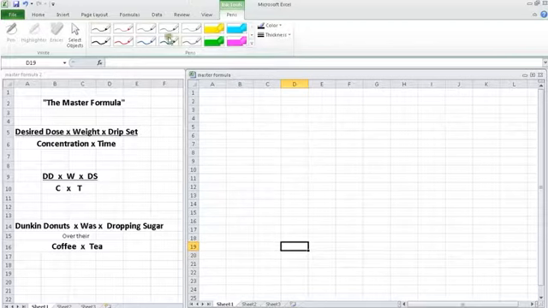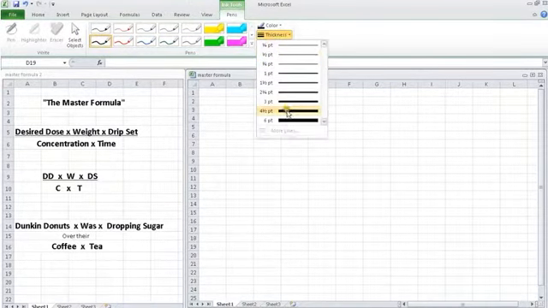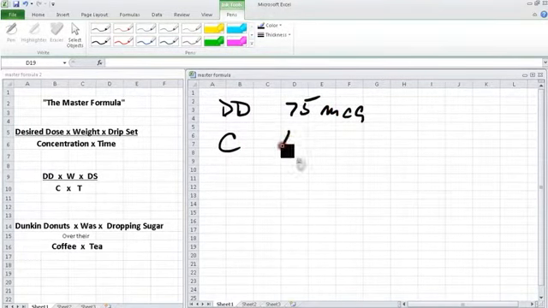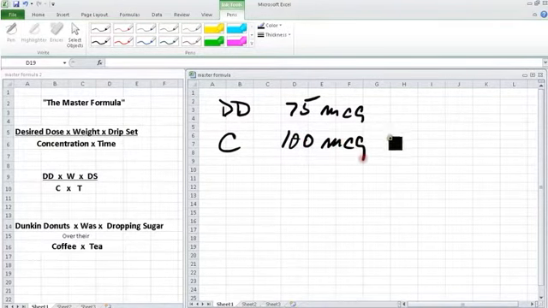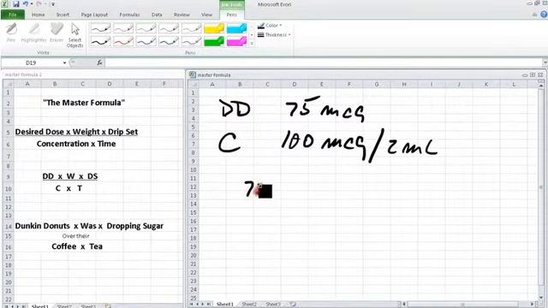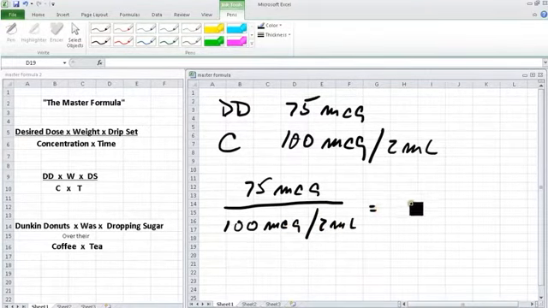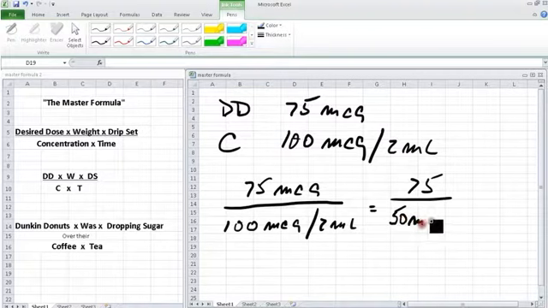So let's write this out. The desired dose is the 75 micrograms. And the concentration of the medication is 100 micrograms in 2 mLs. So going back to the formula, DD divided by C, we have 75 micrograms divided by the 100 micrograms in 2 mLs. Here I'm going to divide the 2 into both sides, so I have 50 micrograms divided by 1 mL.